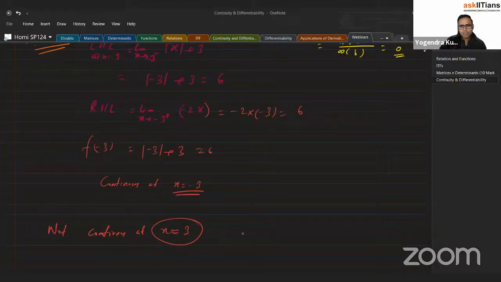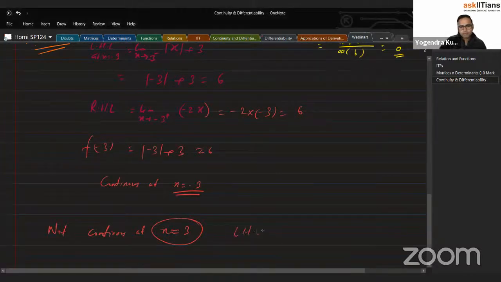Exactly. LHL is coming what here? -6, right? -6 it was coming. And RHL is coming 20, right? So that's why it is not continuous, right? So point of discontinuity we found. I hope everyone is getting that.